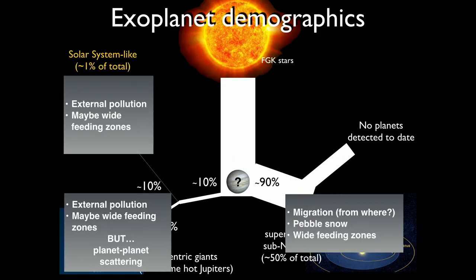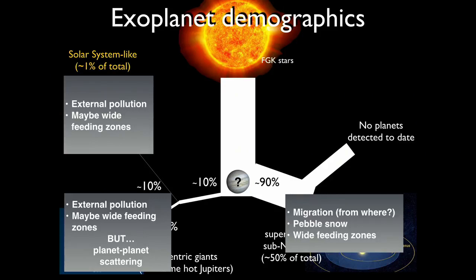Maybe wide feeding zones, but planet-planet scattering might also destroy your terrestrial planets anyway, in which case you don't care too much. For super-Earths, migration might play a big role. And then the starting location from where the planets migrate definitely matters. Things like the pebble snow mechanism probably matter, and wide feeding zones probably matter also.